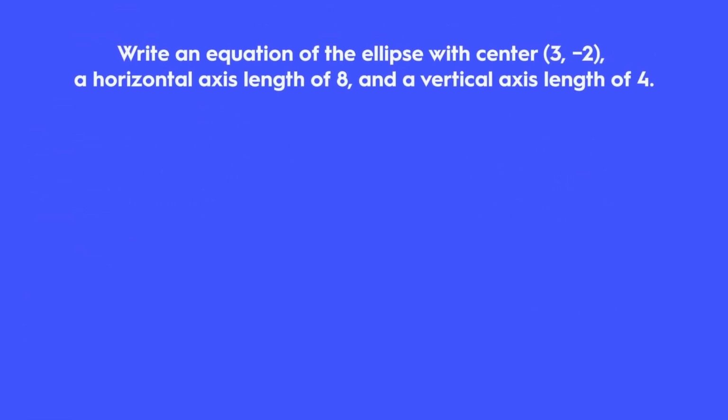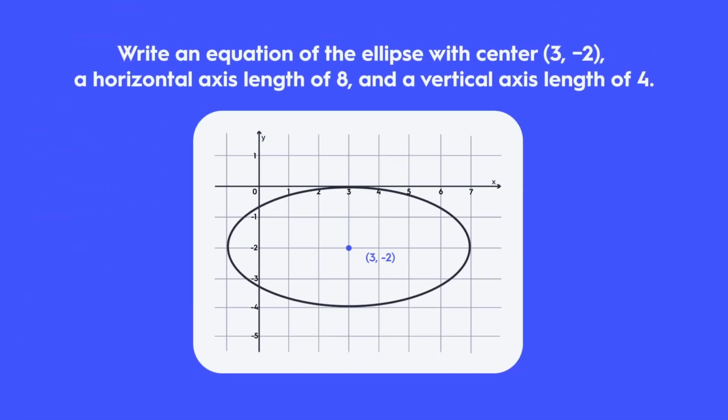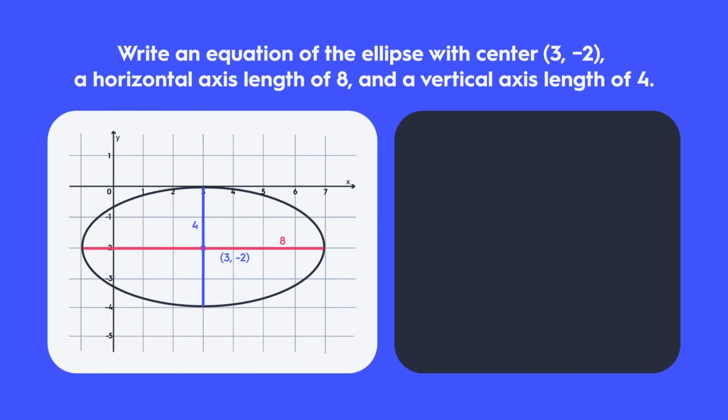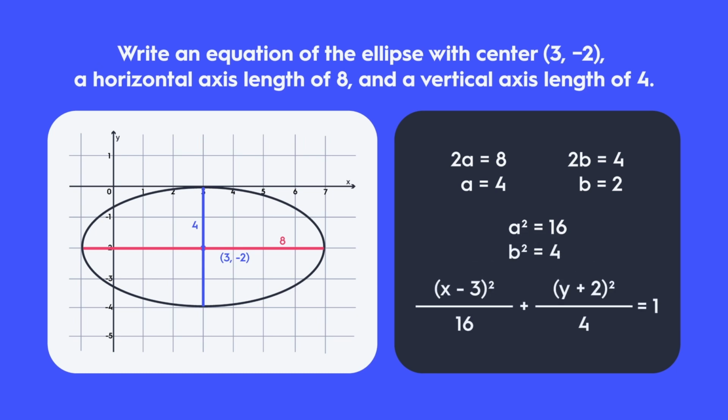Here's an example. We're given an ellipse with center (3, -2), a horizontal axis length of 8, and a vertical axis length of 4. The horizontal axis length is 2a, so a is 4. The vertical axis length is 2b, so b is 2. That means a² is 16 and b² is 4. Substituting into the standard form gives (x - 3)²/16 + (y + 2)²/4 = 1.